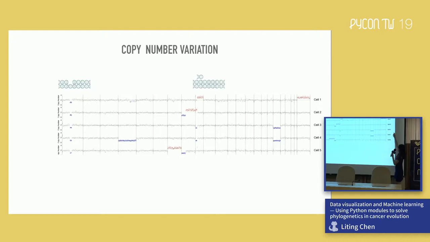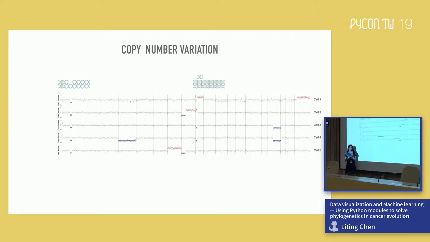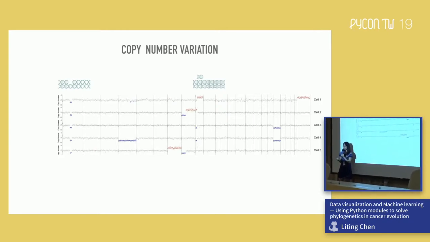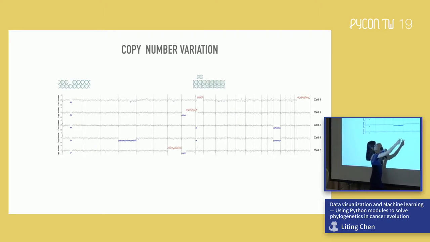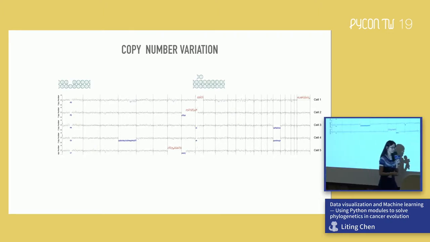So here are five different cells. And from here to here is the combination of 23 chromosomes you have in your cell. So this is the whole genome in your cell. If you see the gray part, it means that in this cell there are two chromosomes in this position, which is normal. If it's blue, it means that during replication the cell has lost one of its chromosomes. And in red, you can see that they have one more chromosome.